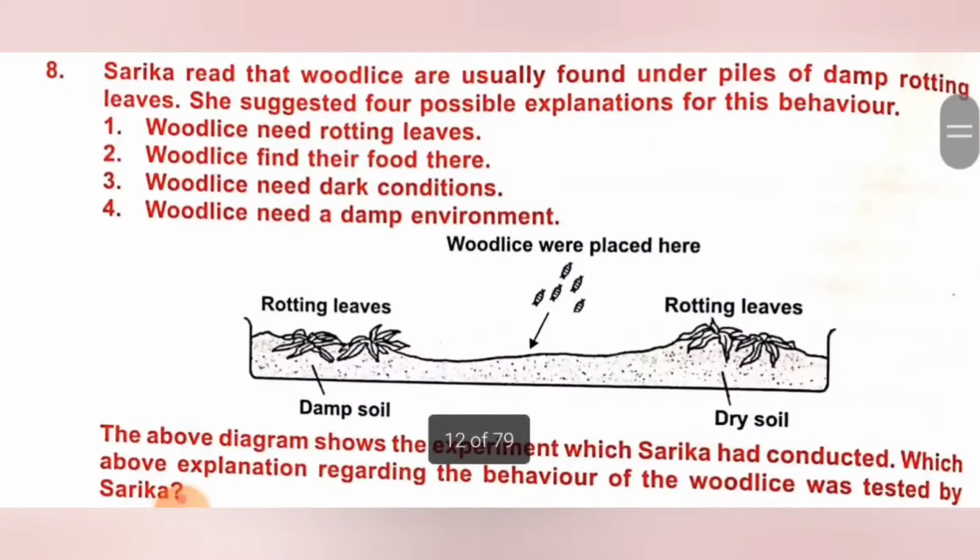Eighth one. Sarika read that woodlice are usually found under piles of damp, rotting leaves. She suggested 4 possible explanations for this behavior.